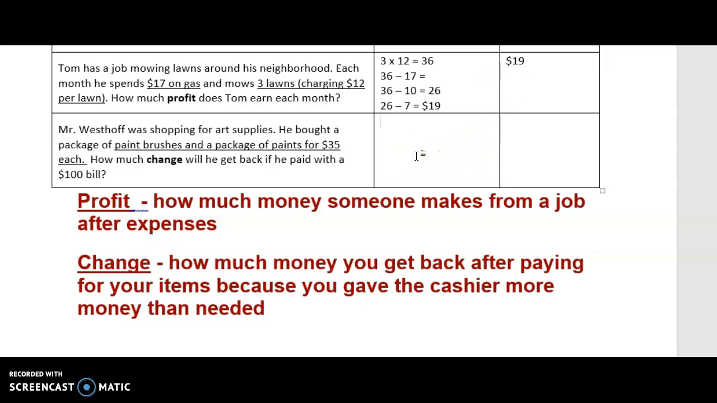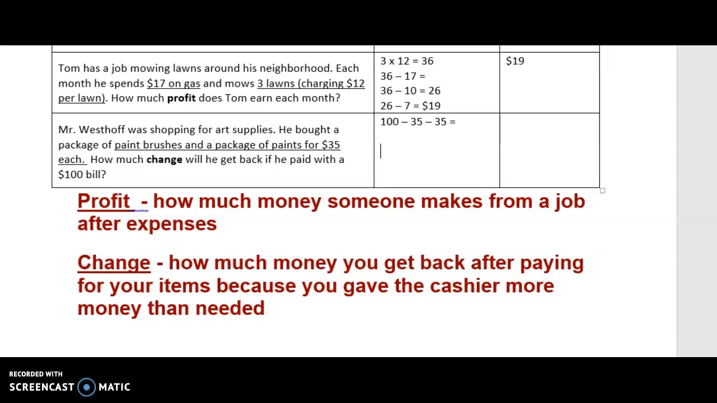Mr. Westhoff was shopping for art supplies. He bought a package of paintbrushes and a package of paints for $35 each. How much change will he get back if he paid with a $100 bill? Well, you could start at 100 and count down by 35 and 35 because both packages were $35.